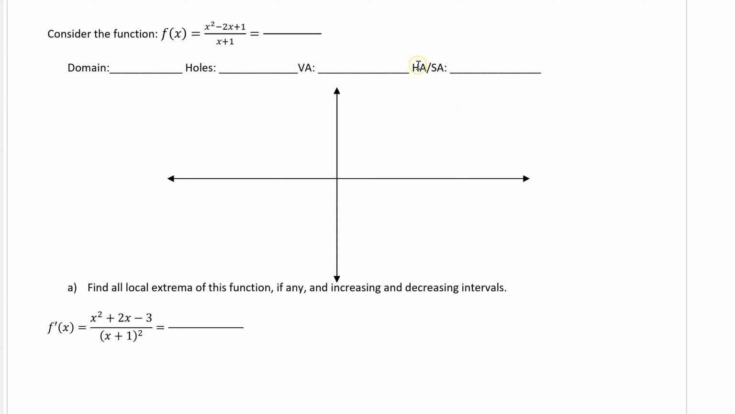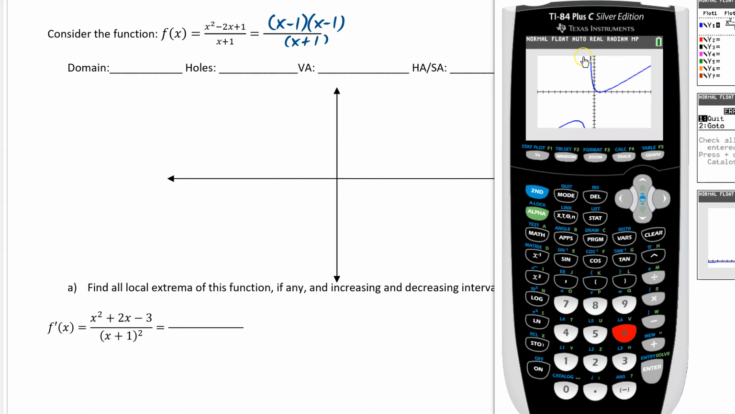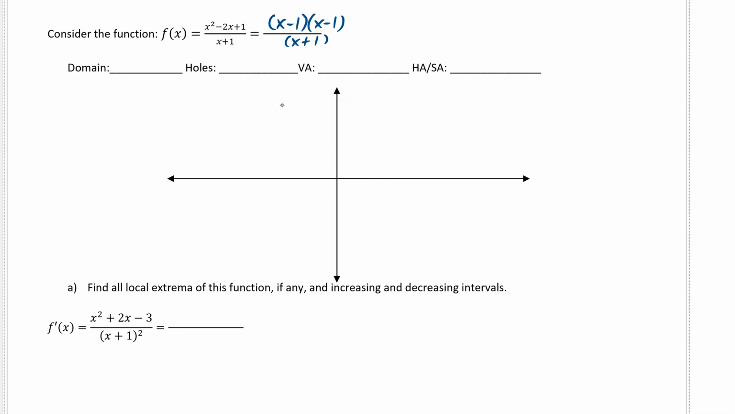So the first thing you want to do is factor. So this would be x minus 1 and x minus 1 all over x plus 1. And so you can verify in the graph that nothing's canceling by looking at the calculator. We have a vertical asymptote. So if that x plus 1 was to cancel, there would be no vertical asymptote. It would be a hole. But there isn't. No canceling, no hole. So we know that's good.